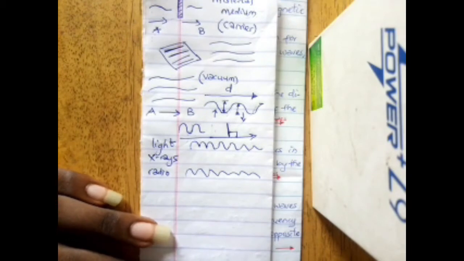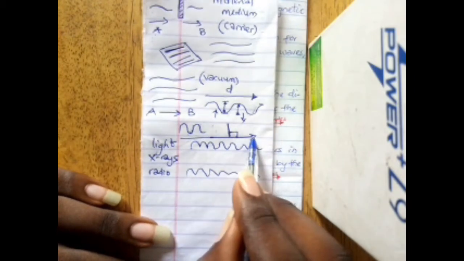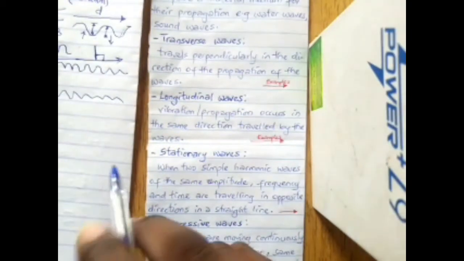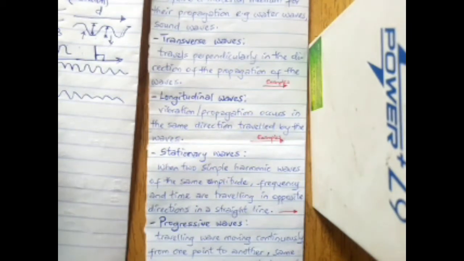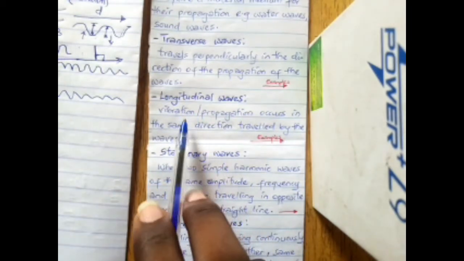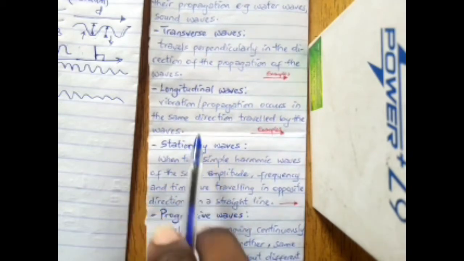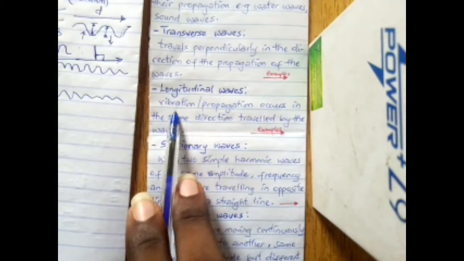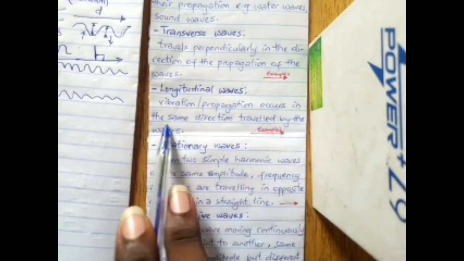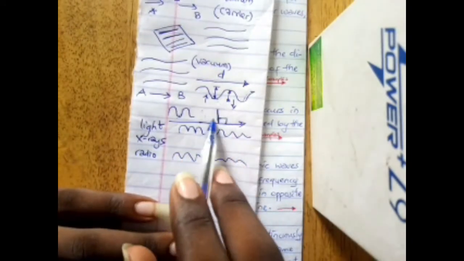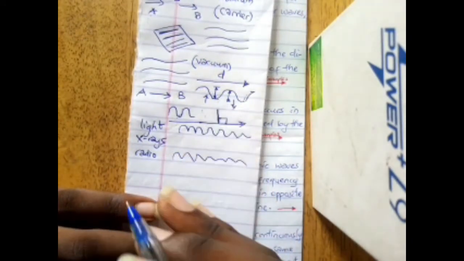Now, the direction of movement of the wave is perpendicular compared to its mode of propagation. So that's transverse waves. Now, we have longitudinal waves. Another type of mechanical wave is longitudinal waves. For longitudinal waves, the vibration or propagation occurs in the same direction traveled by the waves. Now, in transverse waves, the direction of movement of the wave is perpendicular to the mode of propagation.